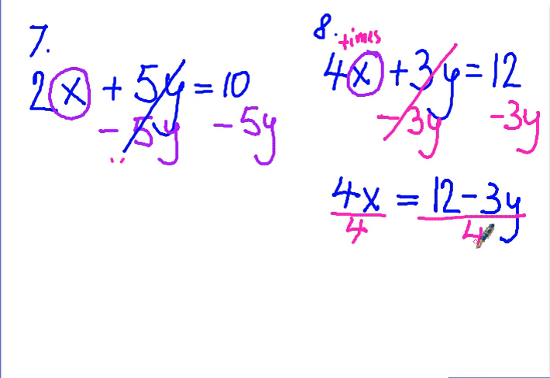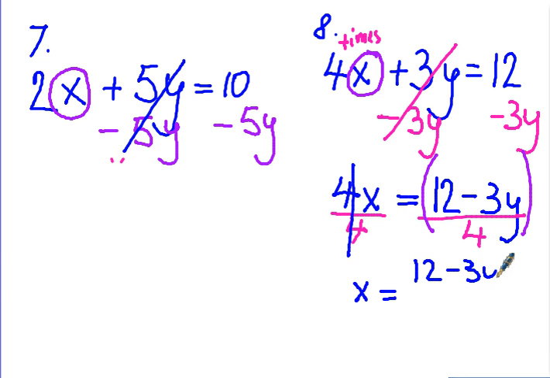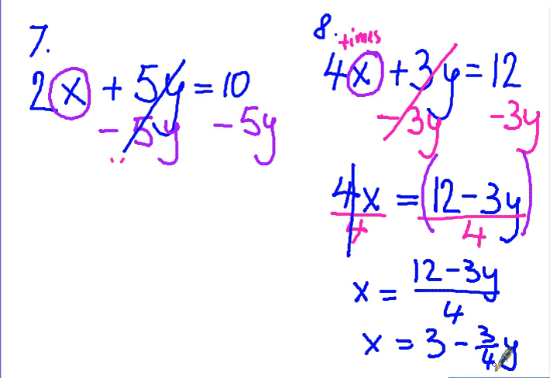Again, I put emphasis on everything. If it helps you, put parentheses here so you remember that this whole thing, not just 12, it has to be the whole expression. And what we are getting here, 4 and 4 get cancelled out. We get x is 12 minus 3y divided by 4, which is 12 divided by 4 is 3 minus 3/4 of y. And this is the final answer for this problem.